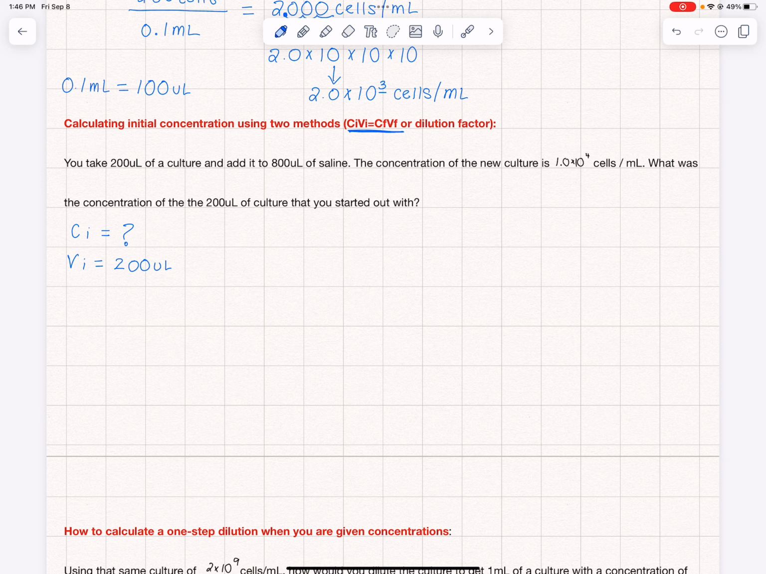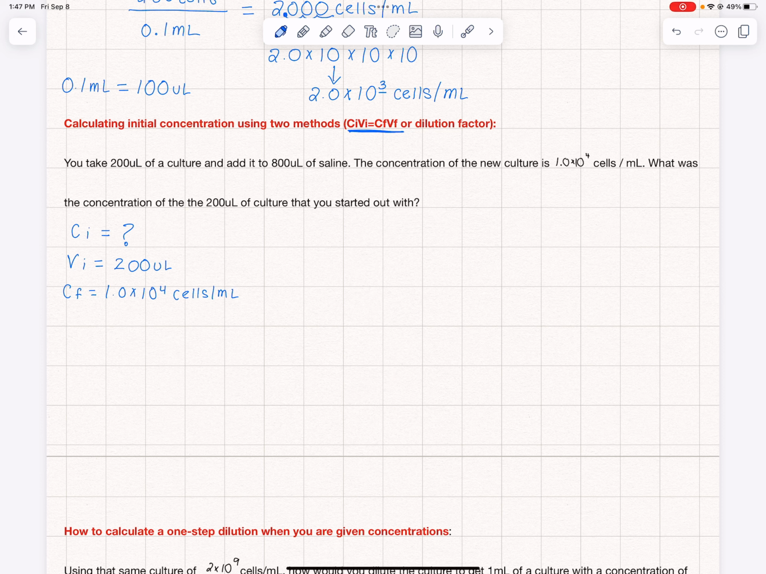If we look at our problem, we are given the concentration of our new culture or our final culture, and so we know that CF is going to be equal to 1 times 10 to the 4th, and that is in cells per mil.